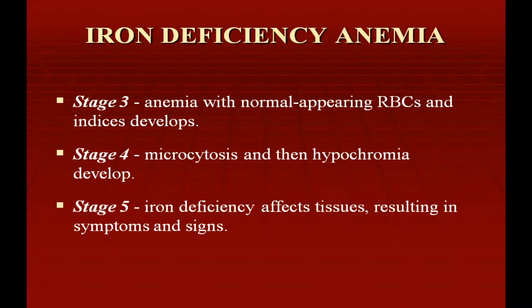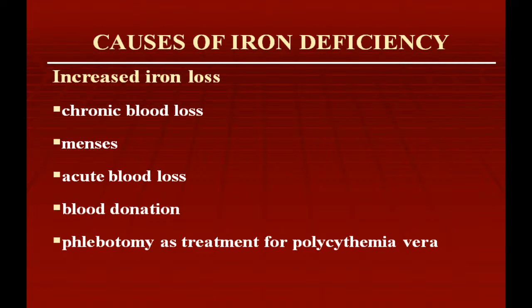So stage 3 it's anemia with normal appearing RBCs and indexes, and 4th stage it's microcytic anemia already, and hypochromia we'll see, and severe form of anemia it's stage 5, when we see already affection of tissues and all good known symptoms and signs of anemia.